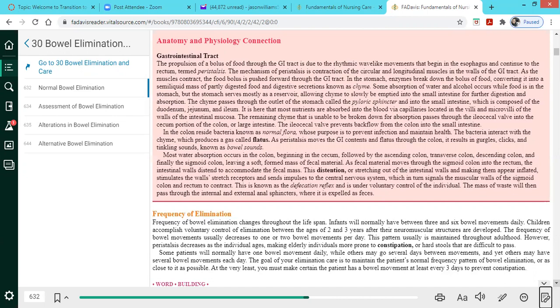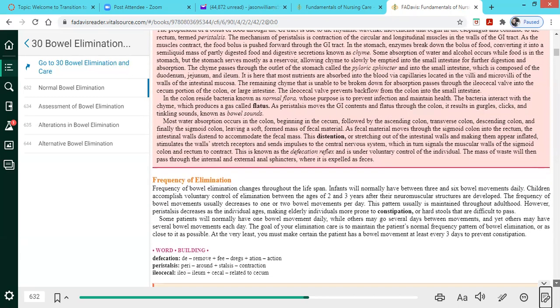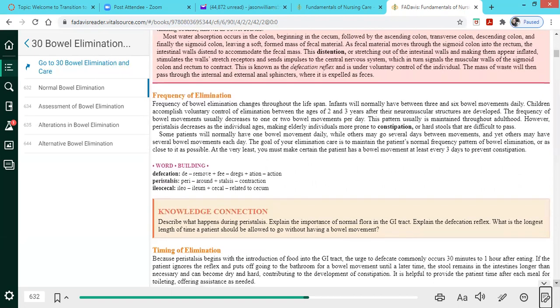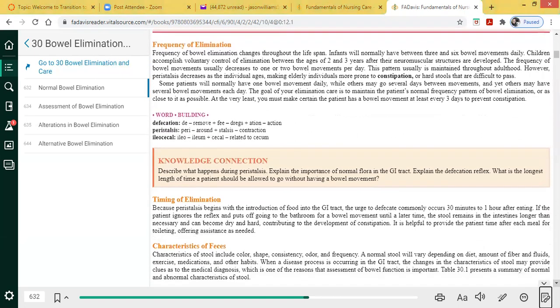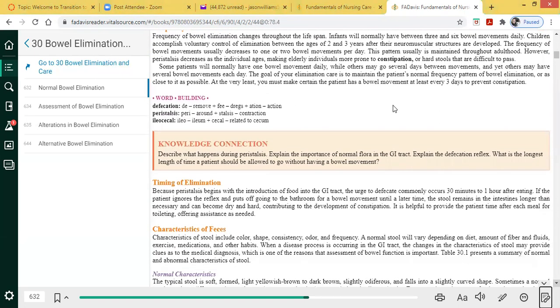It talks about how the goal of your elimination care is to maintain the patient's normal frequency and pattern of bowel elimination, or as close to it as possible. At the very least, you must make certain that patients have a bowel movement at least every 3 days to prevent constipation. So individuals should have a bowel movement at least every 3 days. Okay.